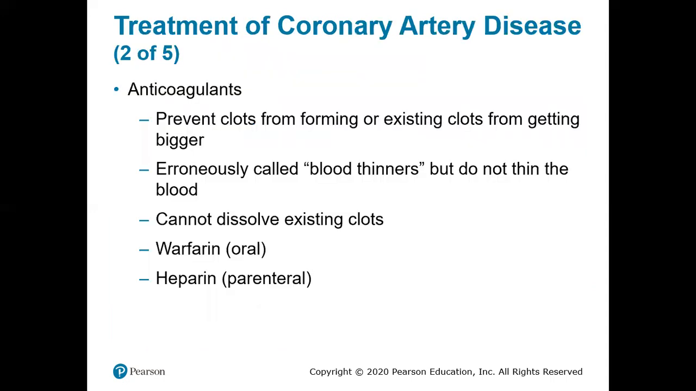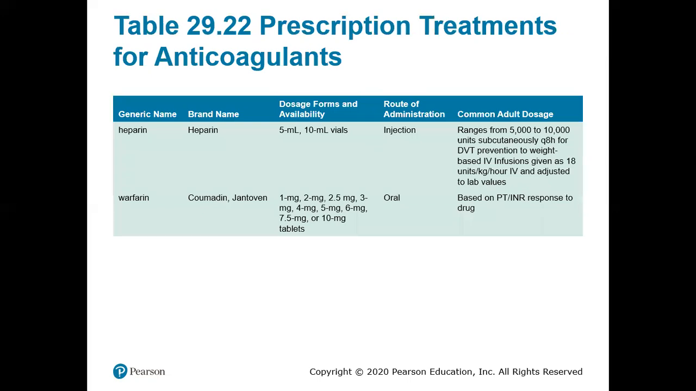So anticoagulants, back on page 480. Anticoagulants prevent clots from forming or existing clots from getting bigger. Erroneously called blood thinners, but they do not actually thin the blood. They just prevent the platelets from clotting. They cannot dissolve existing clots, and this would include things like warfarin and heparin. Table 29.22 on page 482 and page 483 details prescription treatments for anticoagulants.